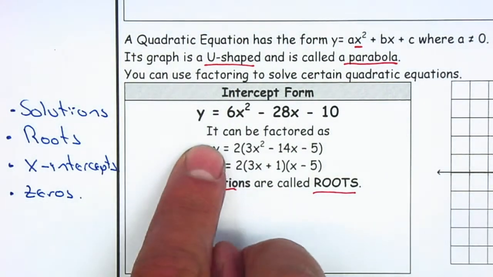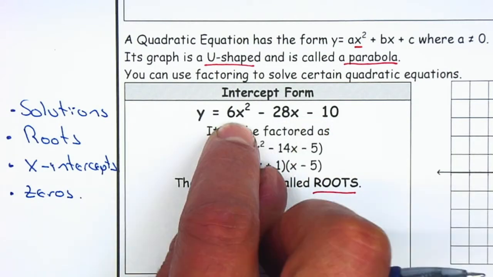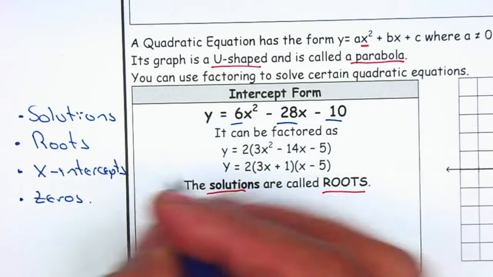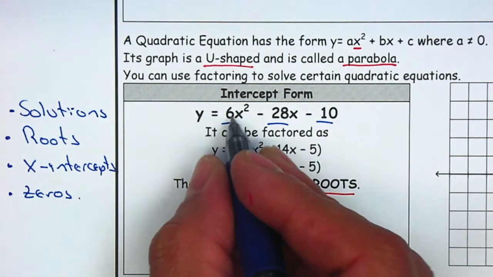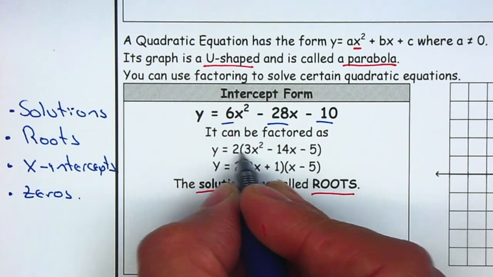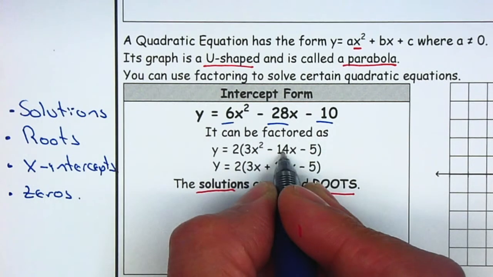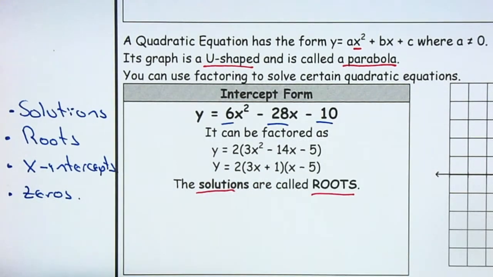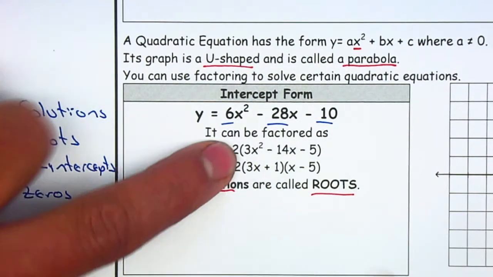Before we actually do anything, we need to be able to factor this fully. First, what number divides 6, 28, and 10? 2. What do I need to multiply 2 by to get 6x squared? 3x squared. What do I need to multiply 2 by to get negative 28x? Negative 14x. What do I need to multiply 2 by to get negative 10? Negative 5.